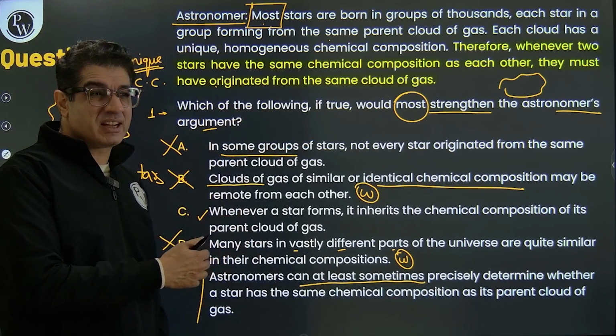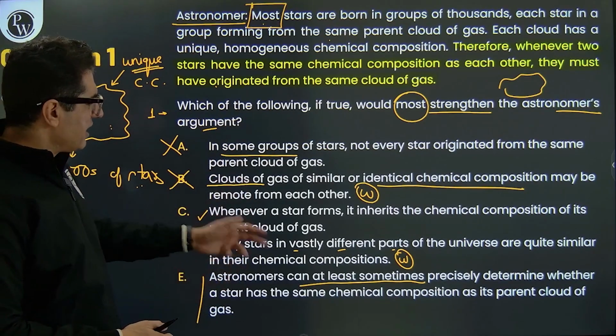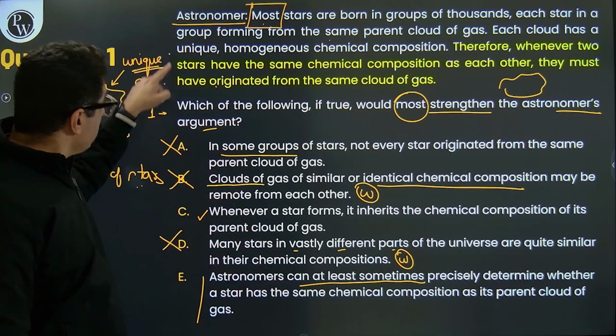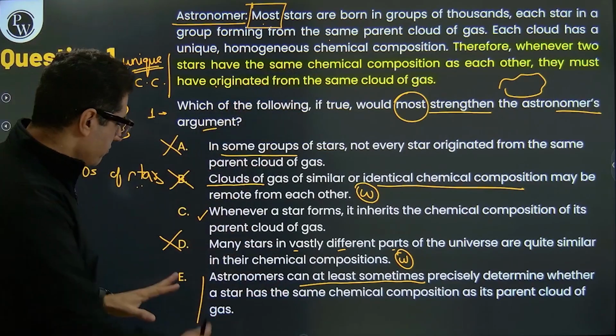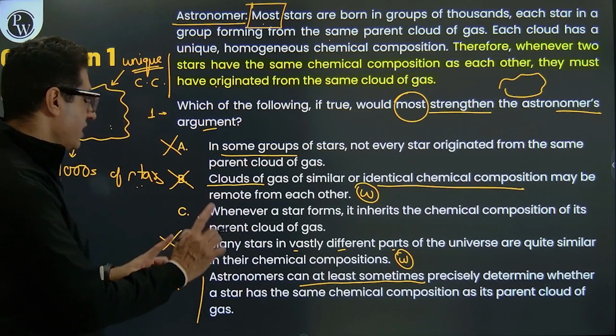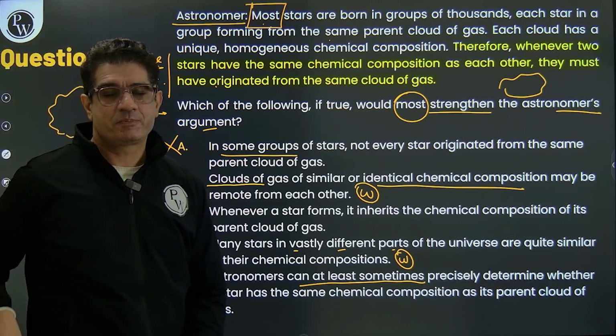So that in fact casts suspicion. It somehow tells us that, hey, we may not be able to do that every time, but then even if we are not able to do it, when we are able to do it, will this conclusion hold true? It can, right? So therefore, this is again irrelevant. And that is why our best answer here is option C.